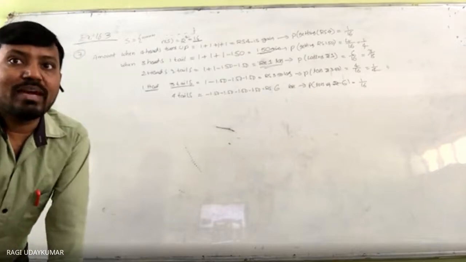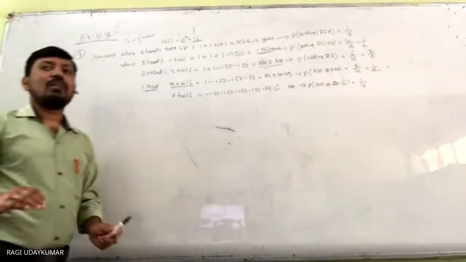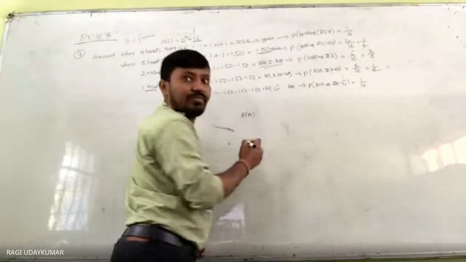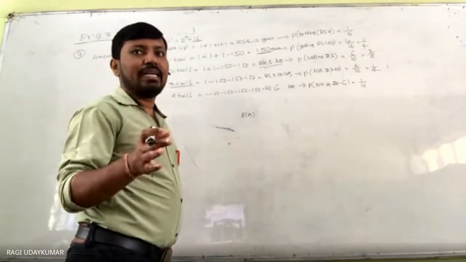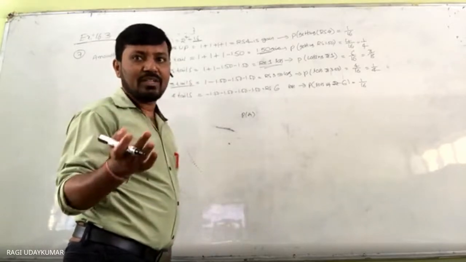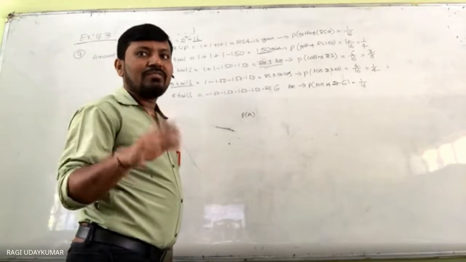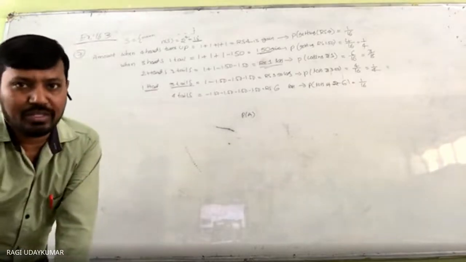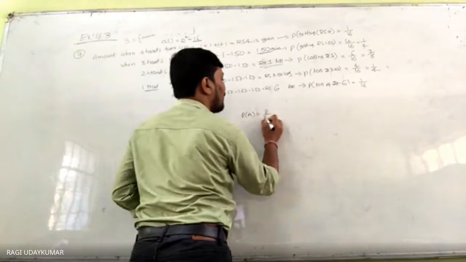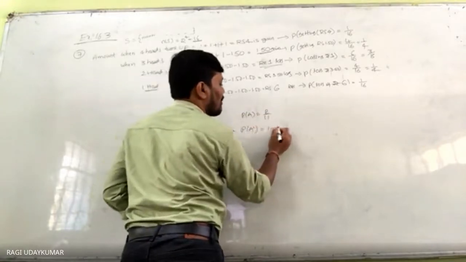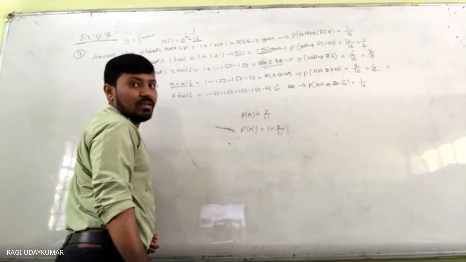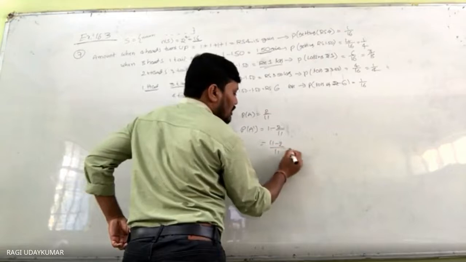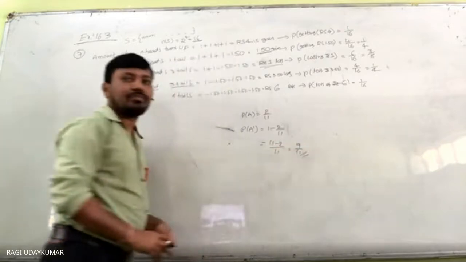9th question. If 2 by 11 is the probability of an event A, what is the probability of event not A? A is the event here, it is given. So not A का probability क्या है? So 1 minus you need to do it. P(A) is equal to 2 by 11, and probability of not A is nothing but 1 minus 2 by 11, because the sum of all the probabilities will be equal to 1. So 11 minus 2 by 11, which is equal to 9 by 11 is the probability.